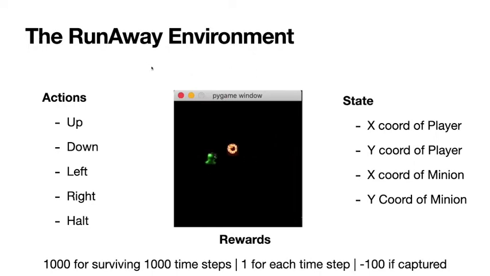A single reward is given for every time step the user survives. 1,000 extra rewards are given if the user wins or survives all 1,000 of the time steps. And a negative 100 reward is given to the user if it's captured.